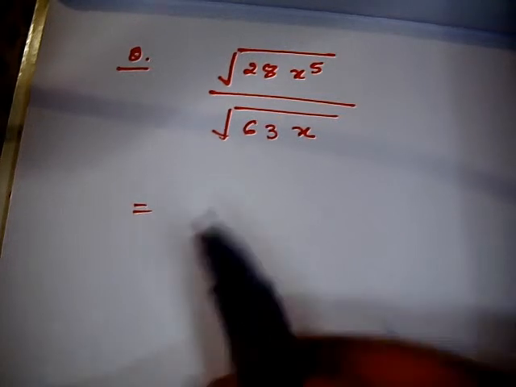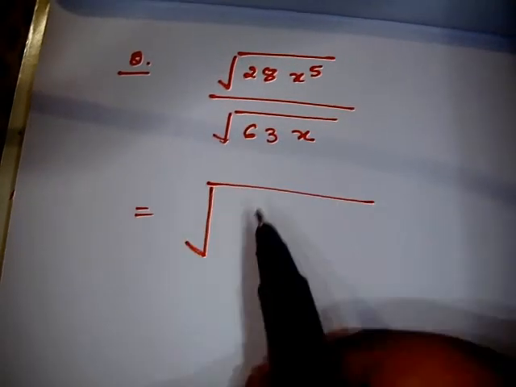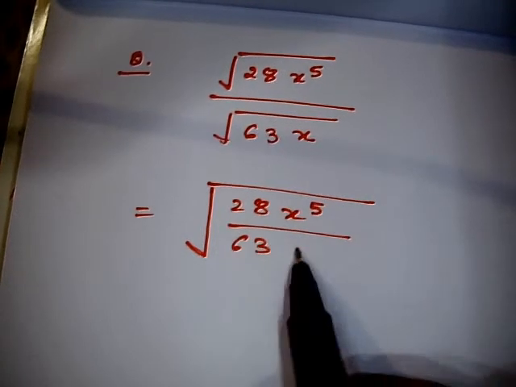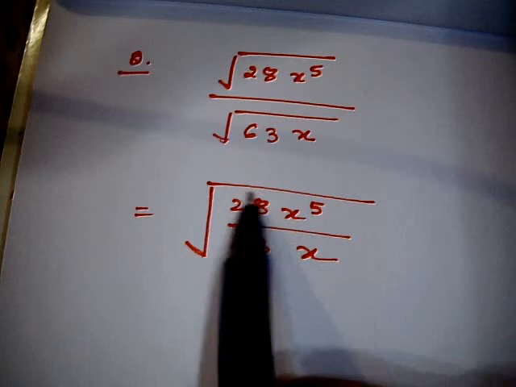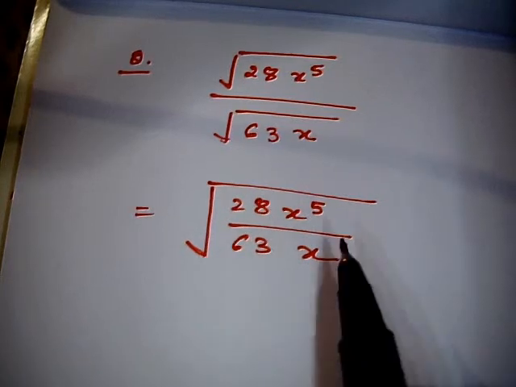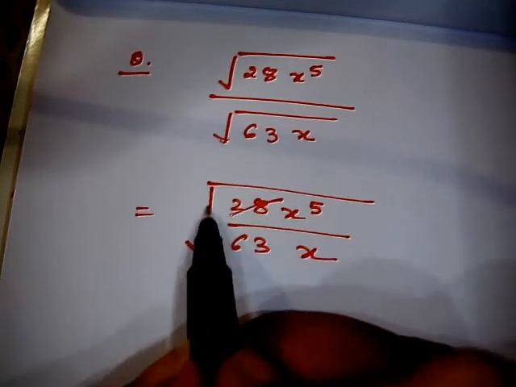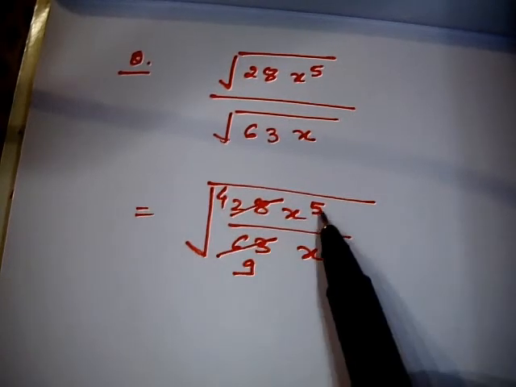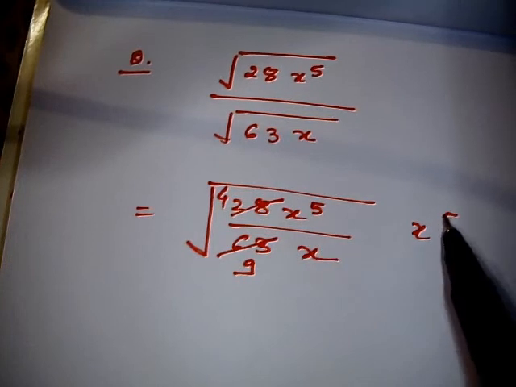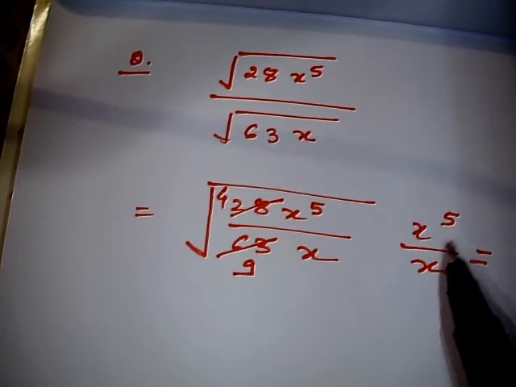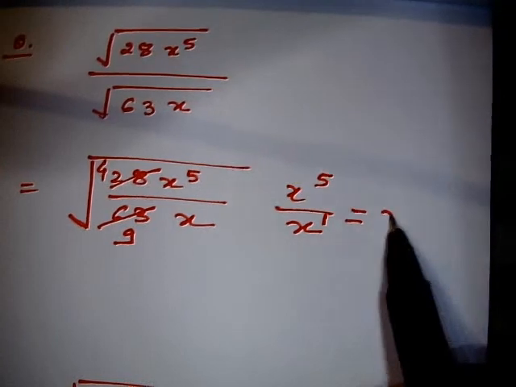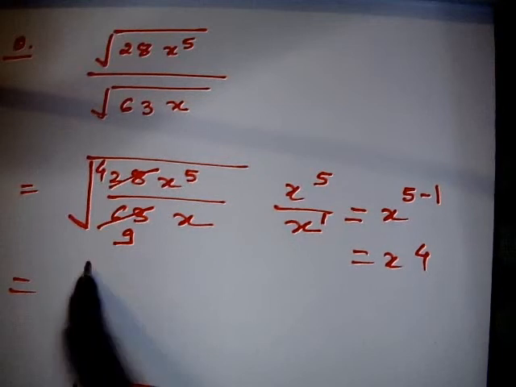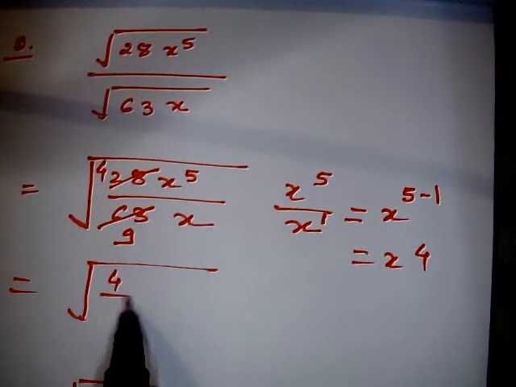So what I do, I'm going to combine this: 28x to the power 5 over 63x. Now this number and this number are divisible by which number? By 7. This is 4 times and this is 9 times. Correct. This x to the power 5 over x, by the exponent rule, is x to the power 5 minus 1, which equals x to the power 4. So now I write 4 on top, 9 on the bottom, and x to the power 4.